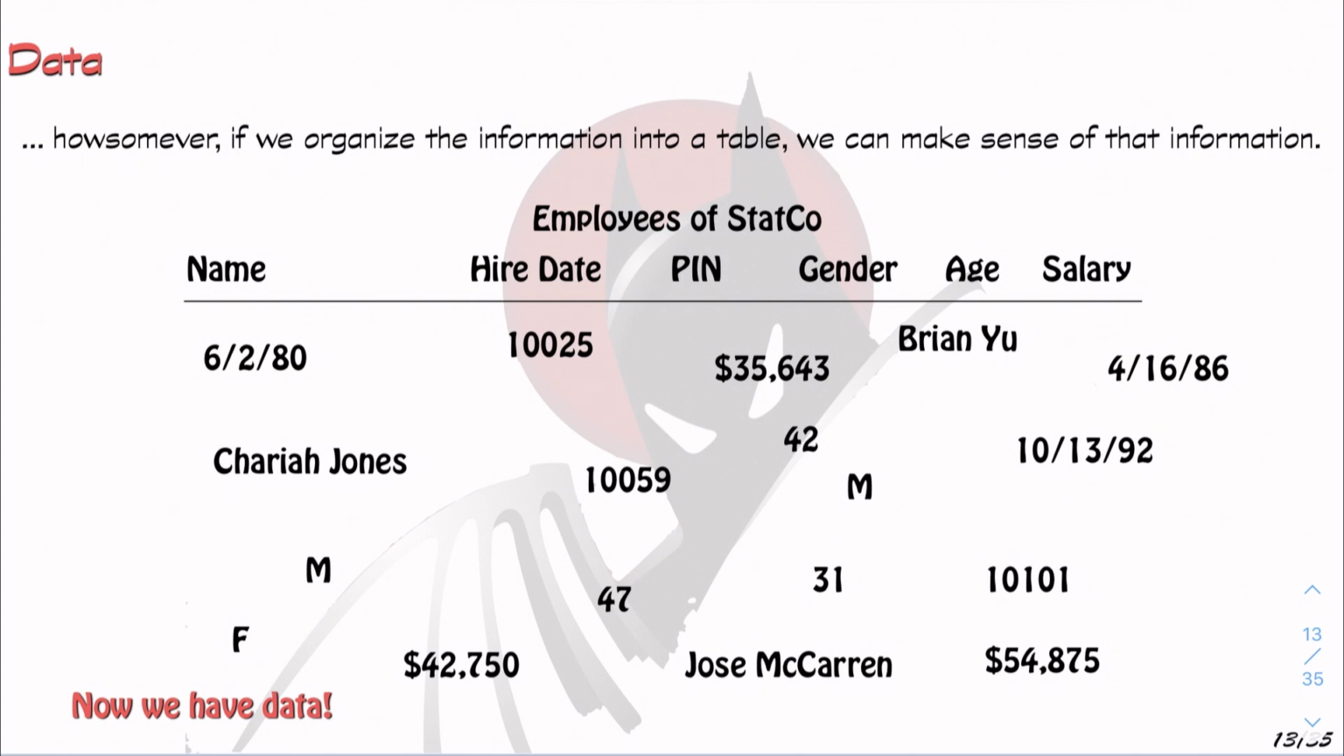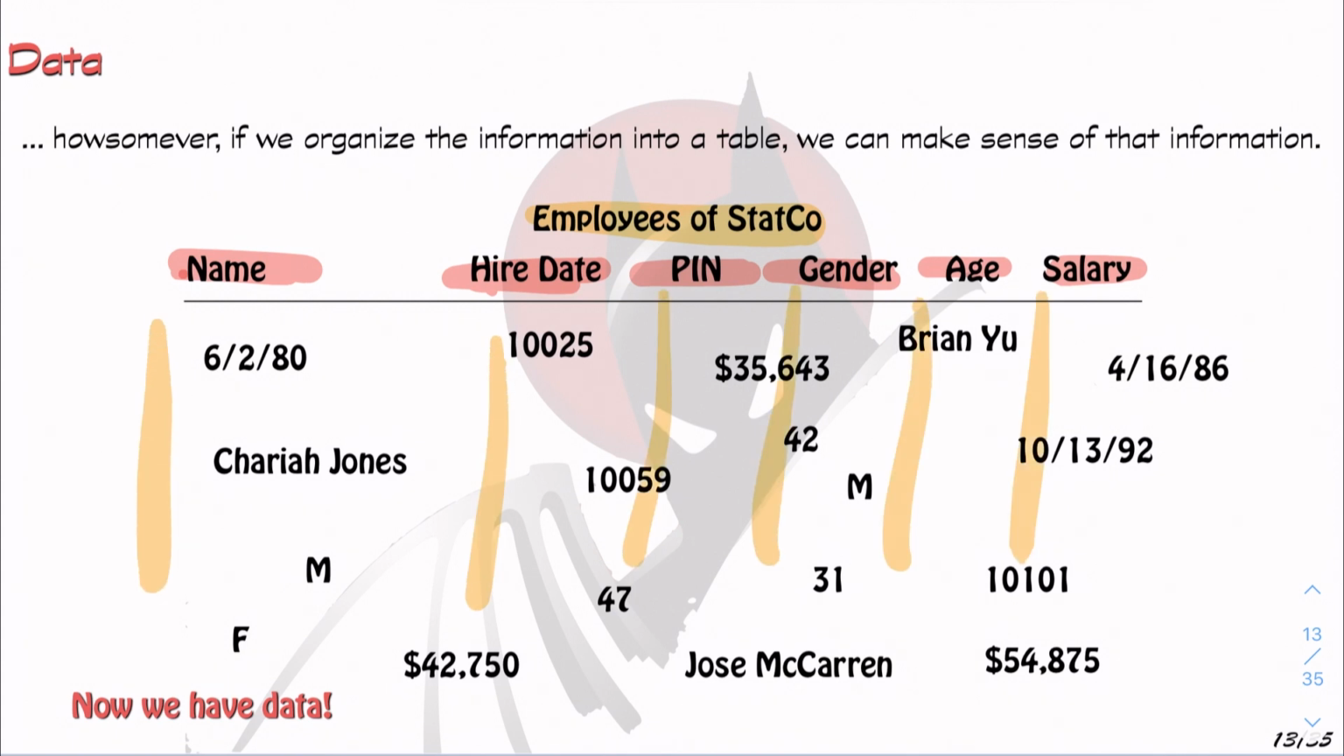However, if we organize the information into a table, we can make sense of it. With proper labels, we have name, hire date, a PIN number, gender, age, and salary for our employees at StatCo. This now gives context to these values that we simply have to organize into separate columns to make this data make sense. Now, with this organizational structure, we have data that we can analyze.